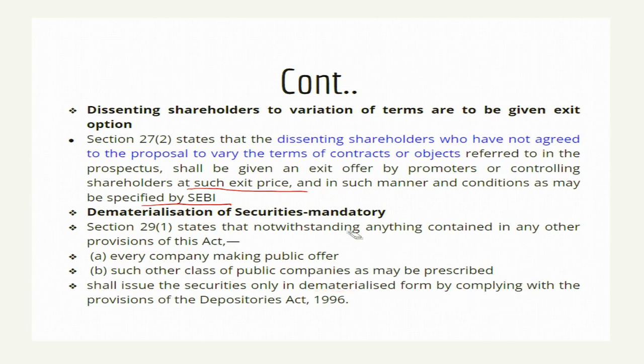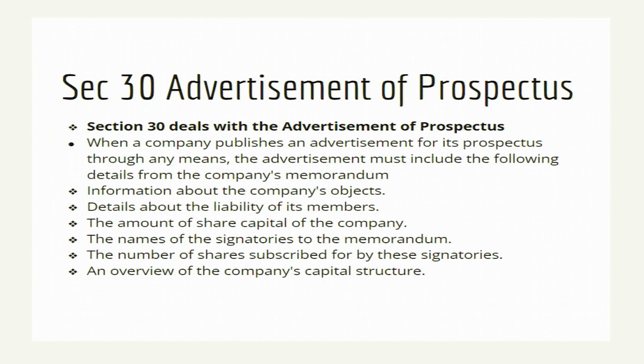Nowadays, as per the requirement of this act, all securities must be in dematerialized form. Section 30, advertisement of prospectus. When a company publishes an advertisement for its prospectus through any means, the advertisement must include the following details. These are the details required as per section 30 if you advertise the same.